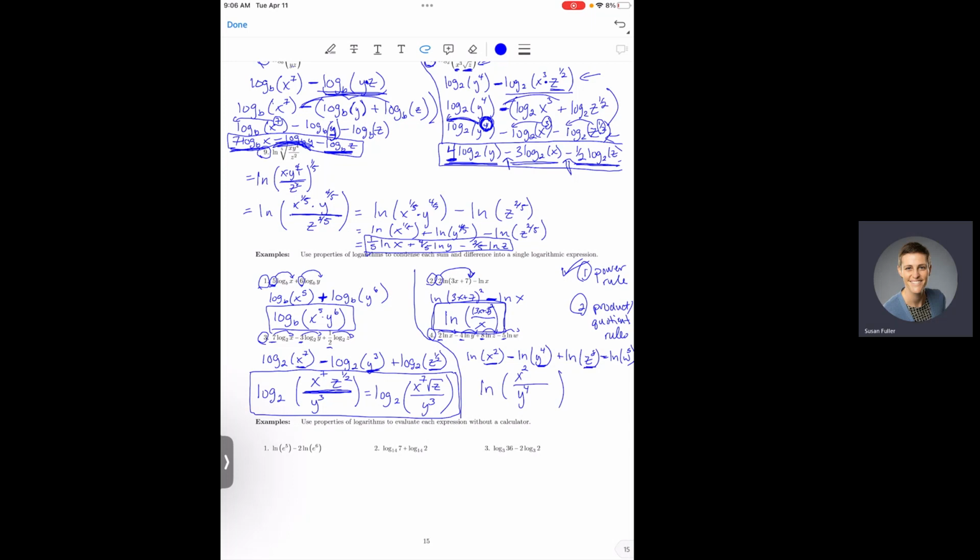Z to the eighth, top or bottom? Yep, it goes on the top because it has a positive logarithm. And W to the fifth, top shelf or bottom shelf? Absolutely, it goes on the bottom because its logarithm is negative. We've now condensed into a single logarithm and we are done.